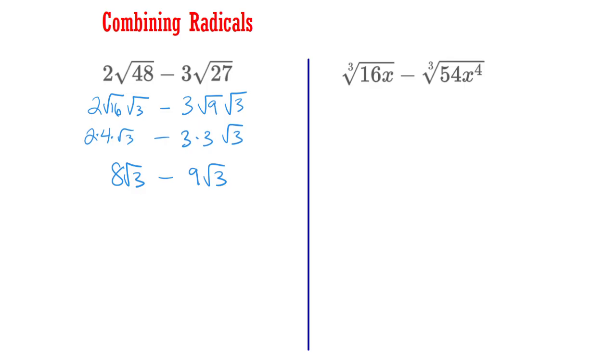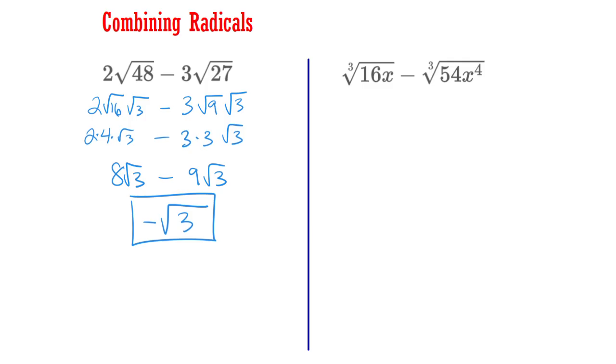Now, all you do is go ahead and work with the coefficients on those. So you're just going to do an 8 minus 9. That's a -1. So it's a -1 root 3. The radical part does not change. I'm going to leave the 1 off of it. We don't typically write the 1. It's just going to be a negative root 3.